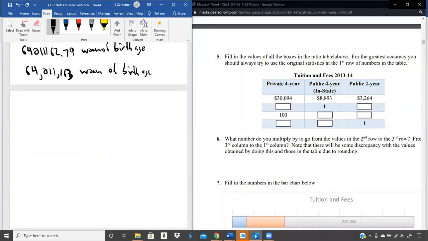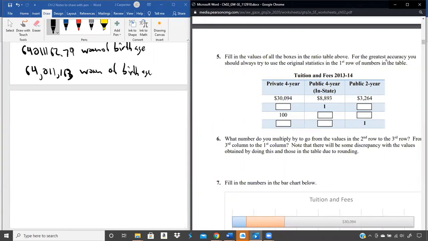So fill in the table of values in the ratio table. They tell us it's a ratio table or a proportion table, which is awesome. It means we don't have to prove it. For the greatest accuracy, you should always try to use the original statistics in the first row of numbers in the table. This is what I alluded to earlier with accuracy.